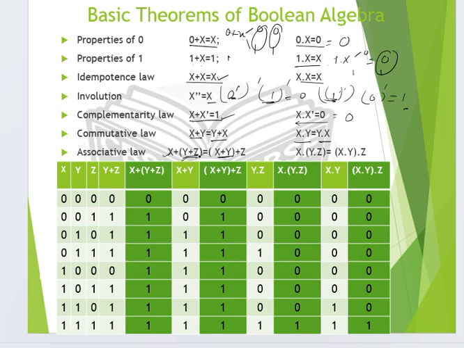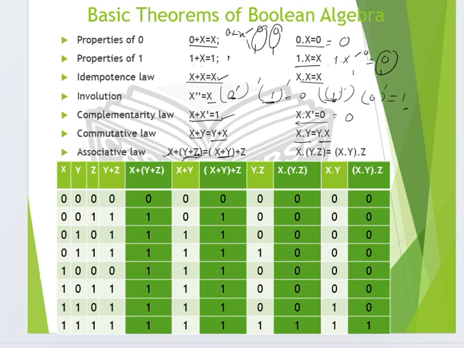So there are three inputs, x, y and z. So there will be 8 combinations: 0,0,0; 0,0,1; 0,1,0; 0,1,1; 1,0,0; 1,0,1; 1,1,0; 1,1,1. I told you in the previous slide. The value of x will be changing after 4 inputs, the value of y will be changing after 2, and the value of z will be changing alternately.